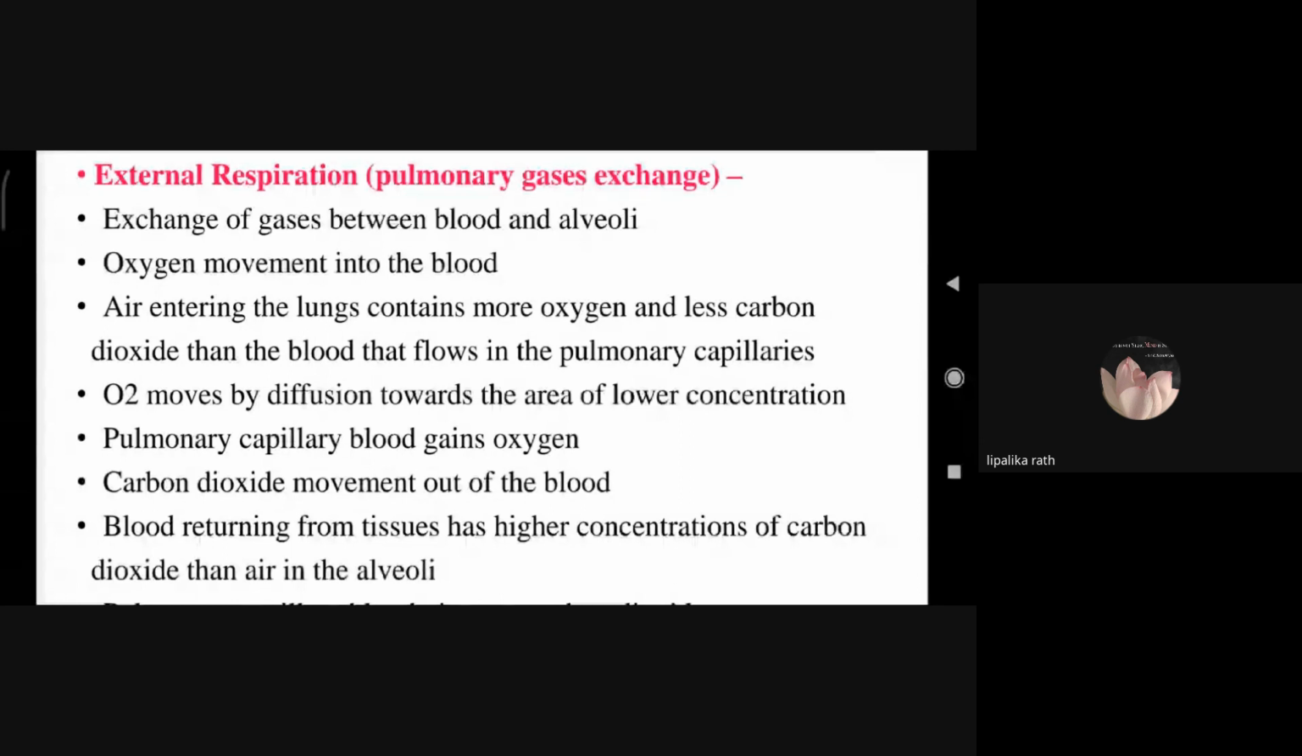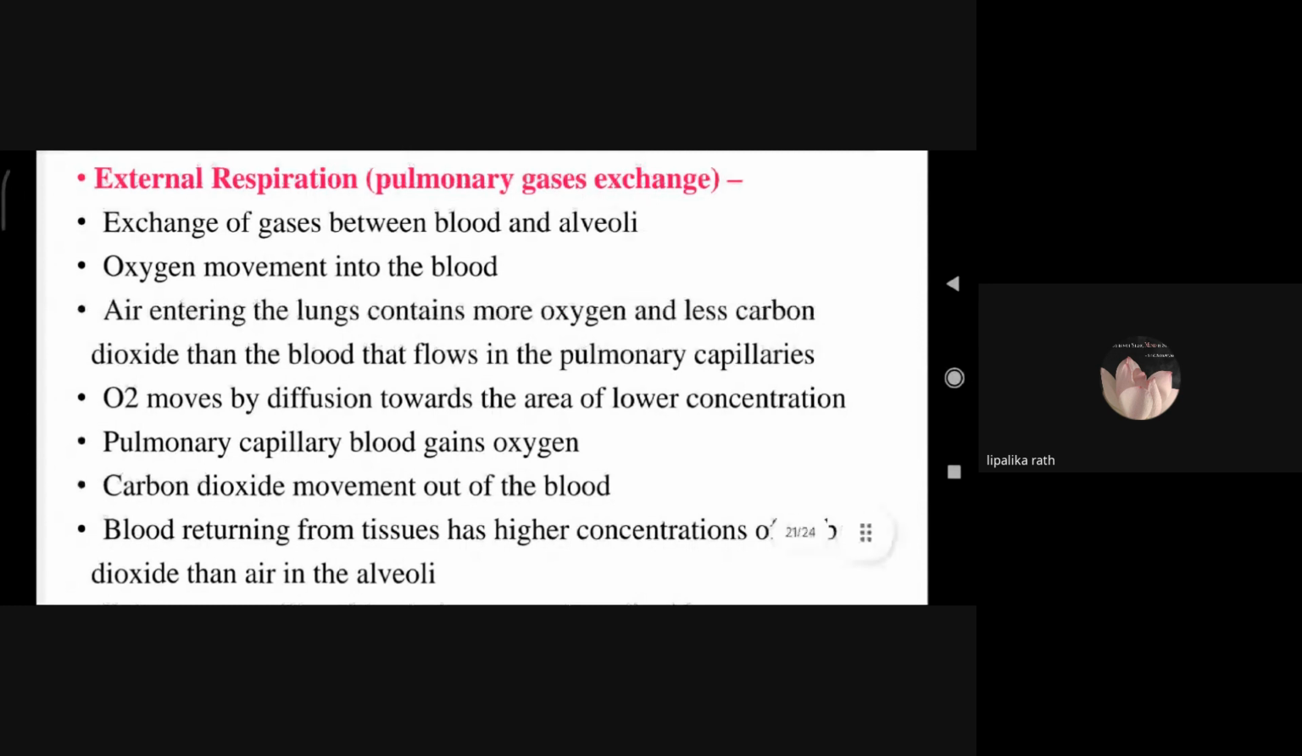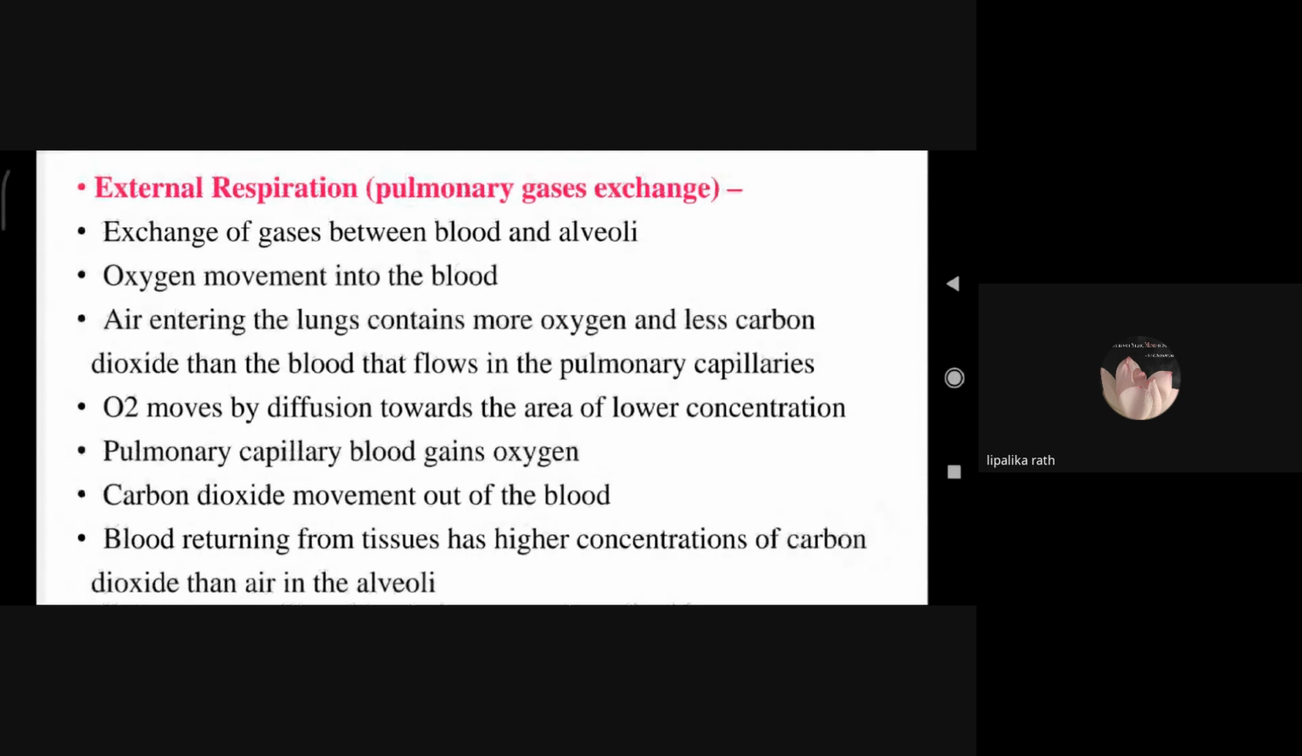Okay, so yes, pulmonary artery, no, pulmonary vein. Sorry, I was wrong. Pulmonary vein is carrying oxygenated blood from lungs to heart.